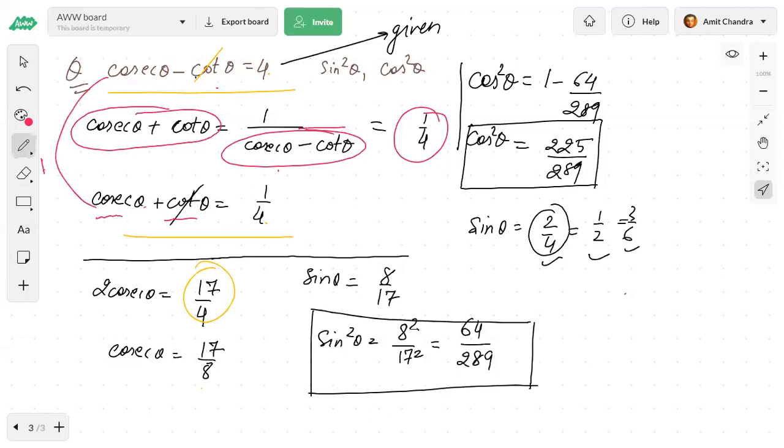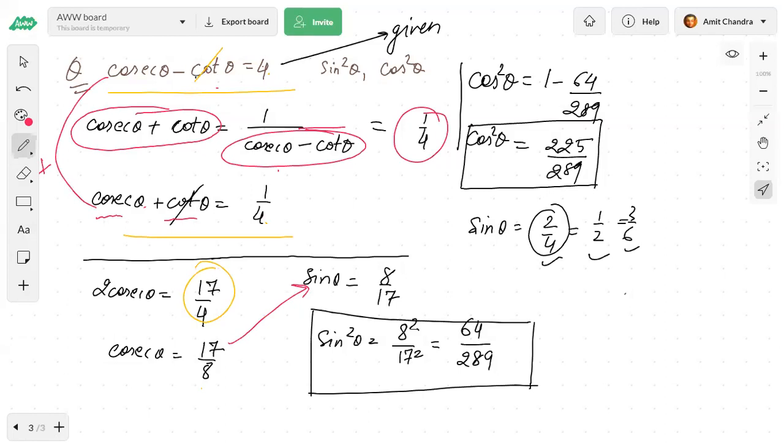So when I'm adding these two, what I'm getting is 4 plus 1 by 4, which is 17 by 4. And on the left side, twice cosec theta, right? So that means cosec theta is equal to 17 by 8. So sine theta, since cosec theta is 1 by sine theta, is equal to 8 by 17. I'll simply take the inverse of this.